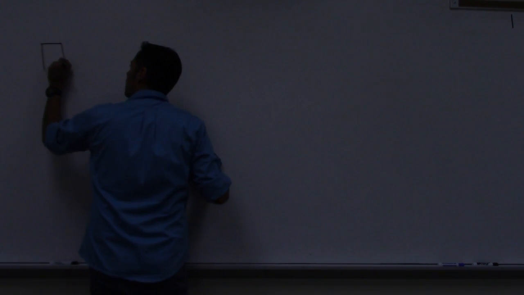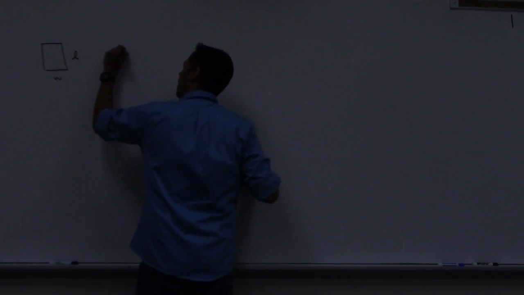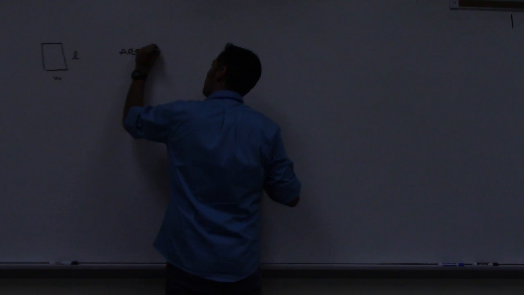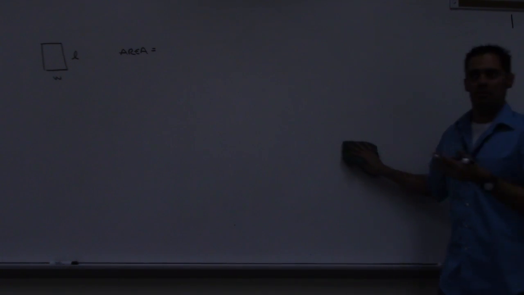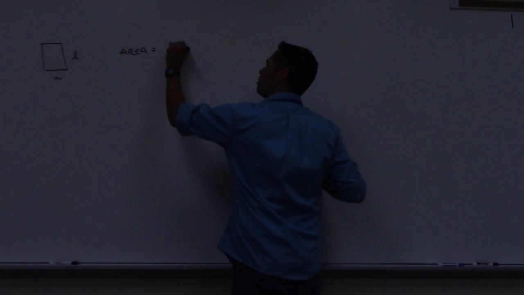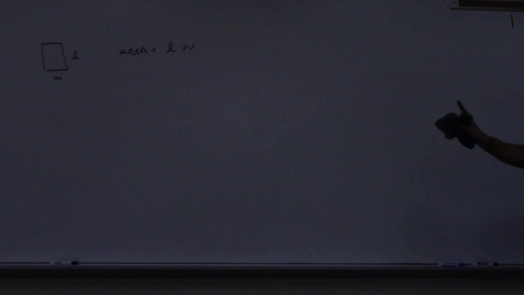If I draw a rectangle and I say this is the width and this is the length, can you tell me what the area of that is? Is everyone comfortable with what the area of a rectangle is? Yes. What is it? Length times width, right? Or width times length. It doesn't matter which way you do it, right? So we all agree with that?